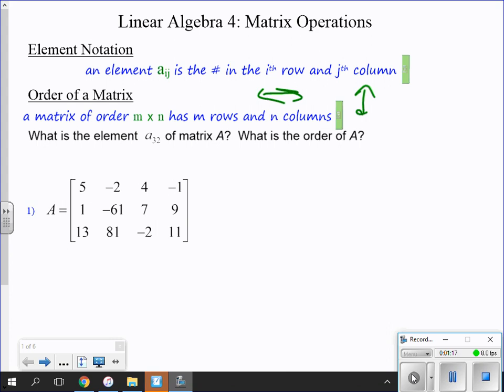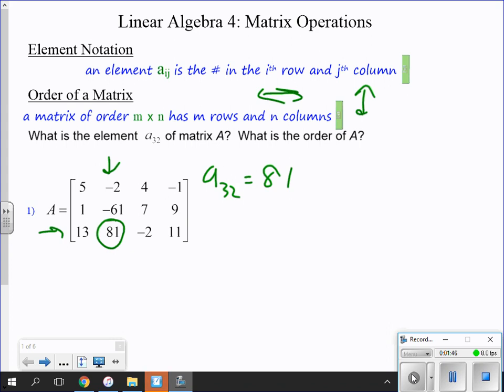So what is the element A32 of matrix A? What I do is I go to the third row, so the ith row. Rows are across, 1, 2, 3, third row is here, and I go to the second column, which is here. So that would mean it's 81. So A32, that element, is 81.